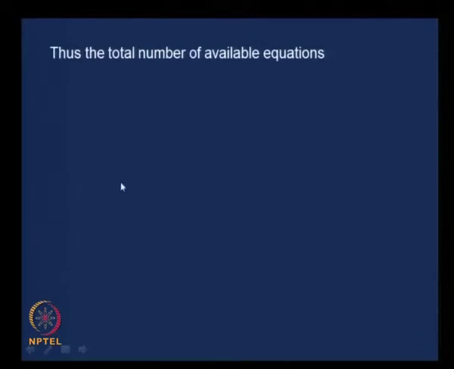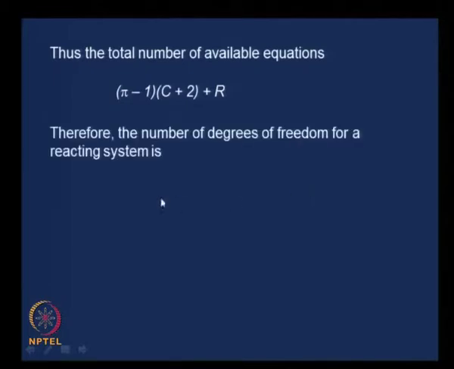So, how did we go about deriving the phase rule earlier? We looked at the total number of available equations, which is pi minus 1 into c plus 2 as for the case without reactions, plus this R, and the number of variables minus the number of available independent equations between those variables actually gives us the degrees of freedom that we saw. Therefore, f, the number of degrees of freedom, is pi into c plus 1, the number of variables, minus the number of independent equations between them.